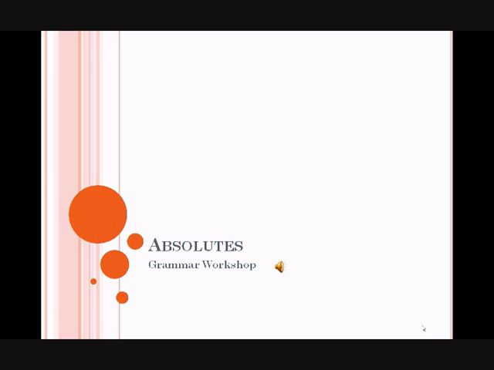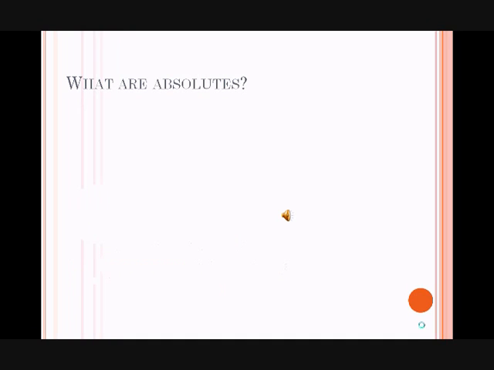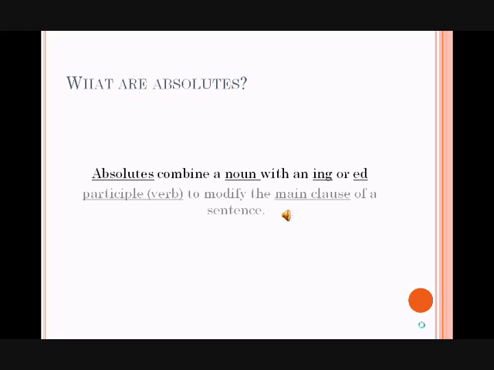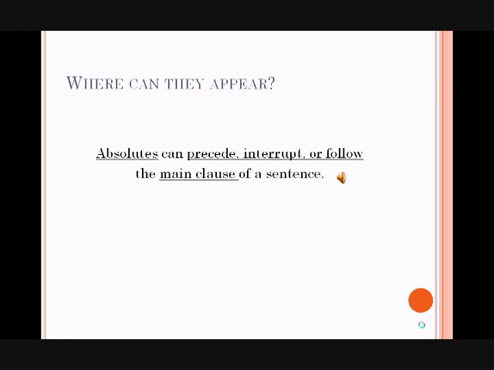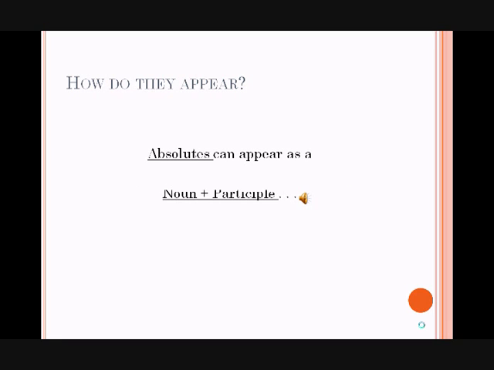In today's grammar workshop, we're going to talk about absolutes. Absolutes combine a noun with an -ing or -ed participle or verb to modify the main clause of a sentence. Absolutes can precede, interrupt, or follow the main clause of a sentence. Absolutes can appear as simply as one noun joined with one participle.